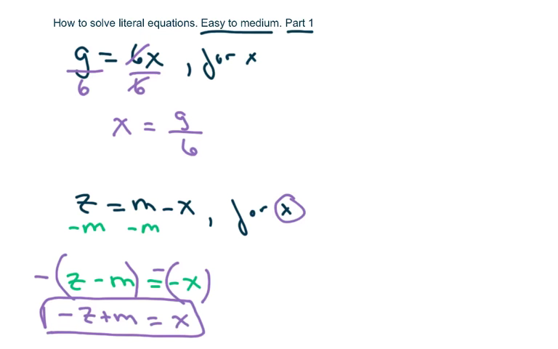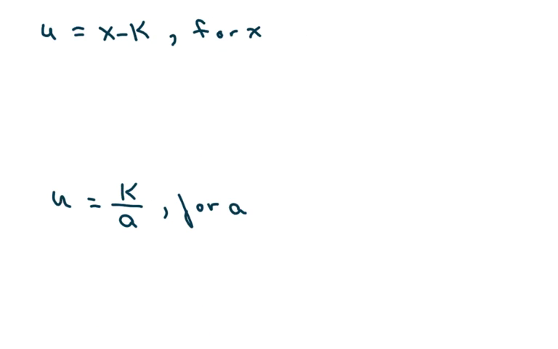Okay, or you could do it a different way, but this one you want to solve for x, so we're going to add k to both sides. Basically, when you're solving, you're just isolating the x, so you get u plus k. This cancels, so you get equals x, and you just solved for x.